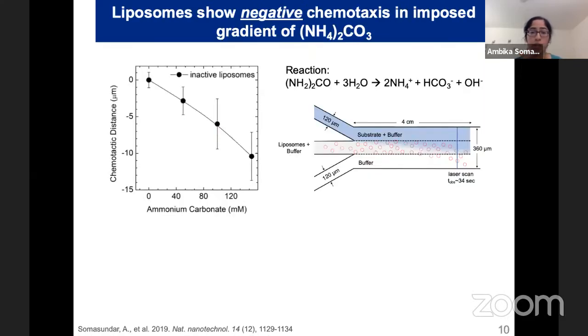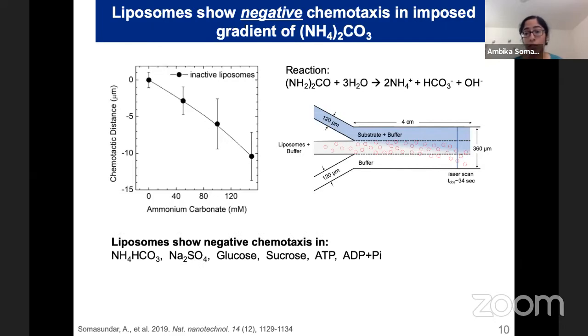So this is what we tried next. We subjected lipid vesicles, both active and inactive, to a gradient of ammonium carbonate. Here I show only inactive liposomes. And indeed, we see a negative chemotactic migration. Not only does ammonium carbonate show this negative chemotactic behavior, but a variety of salts and solutes is able to make the liposomes move in the negative chemotactic direction.